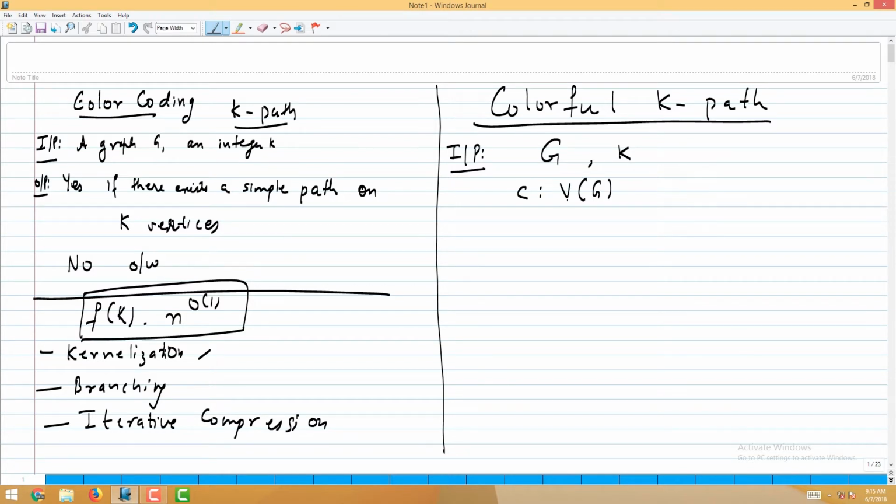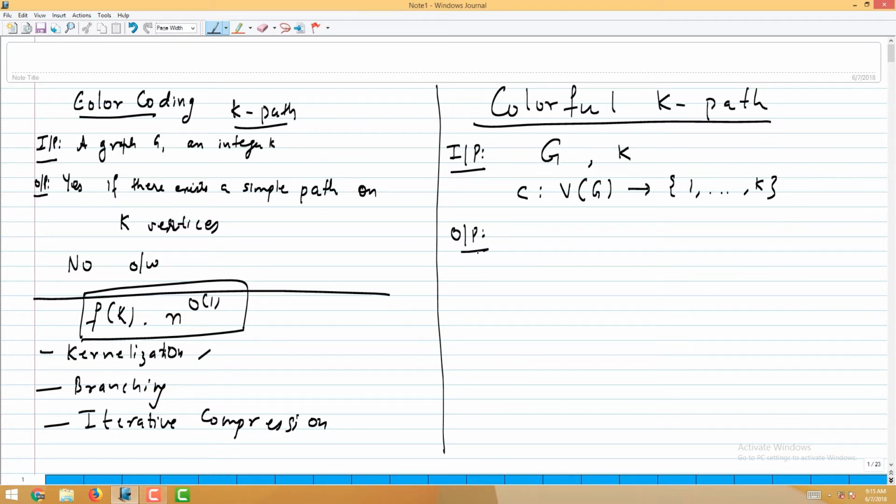It takes a vertex of G and assigns it some color from 1 to k. So this is a graph which has been colored using k colors. This is the input of the problem. And now, what is the output?